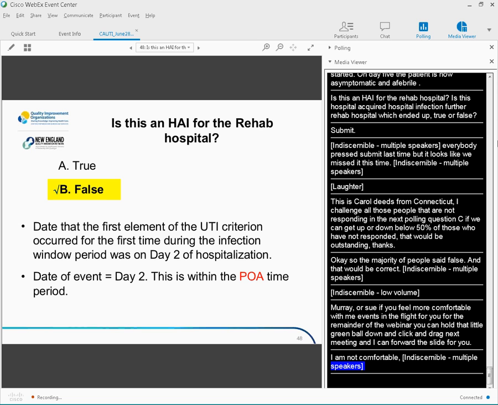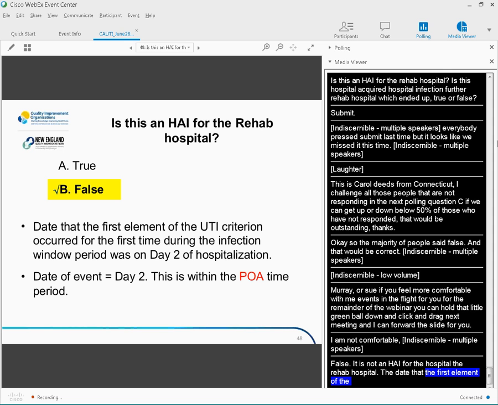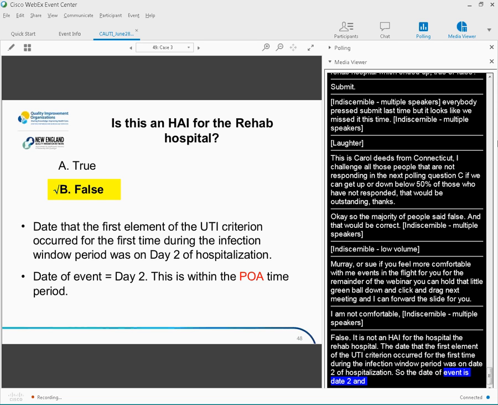It is not an HAI for the rehab hospital. The date that the first element of the UTI criterion occurred for the first time during the infection window period was on day 2 of hospitalization. So the date of event is day 2, and this is within the present on admission, POA, time.